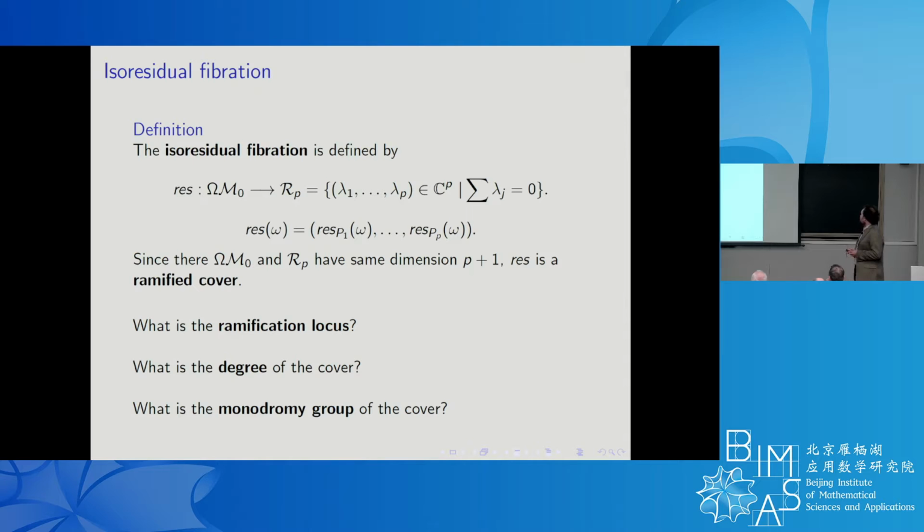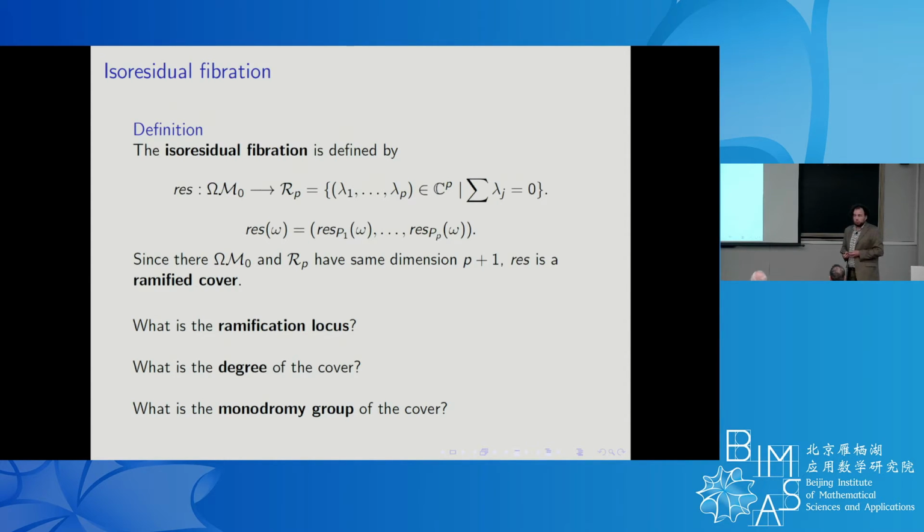The isoresidual fibration here is defined as the map that associates to every differential the list of its residues at the p poles. They don't need to be simple. A pole of arbitrary order has a well-defined residue. It just corresponds to the integral of the differential around the pole. These residues sum to 0. This is the residue theorem. So omega M and R p have the same dimension p minus 1. So the isoresidual fibration is a ramified cover.